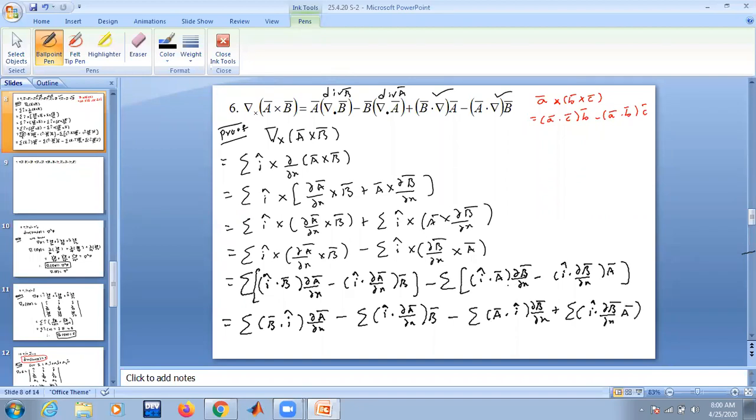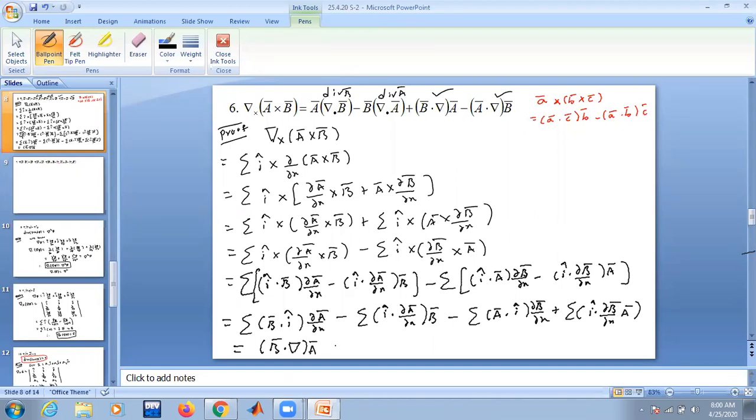Now, whatever expression you see here is nothing but B bar dot del of A bar. This is a notation that we are going to give. Sigma B bar dot I bar into dou A bar by dou x means B bar dot del of A bar.